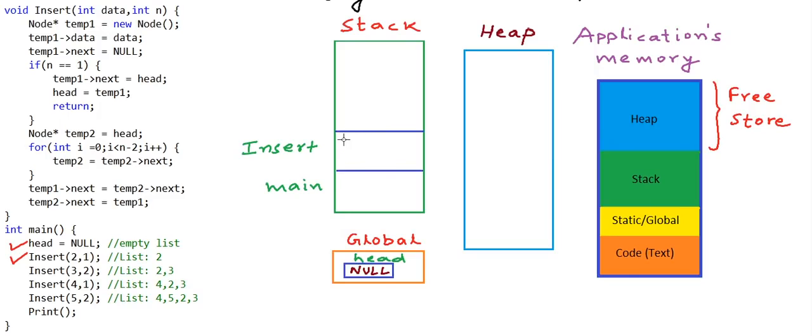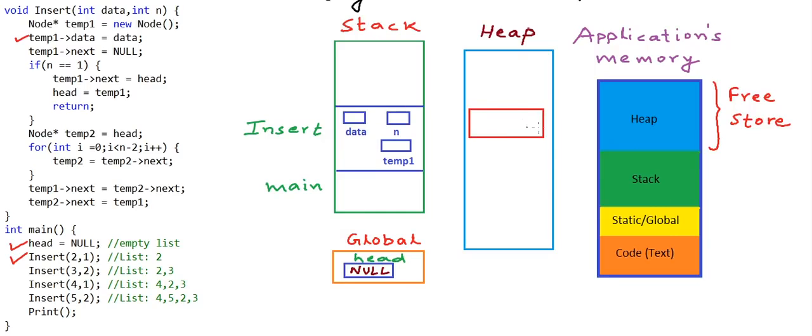It has two arguments, data and this variable n. This stack frame will be a little larger because we will have a couple of local variables. And now we create another local variable which is a pointer to node, temp1, and we use the new operator to create a memory block in the heap. And this guy temp1 initially stores the address of this memory block. Let's say this memory block is at address 150, so this guy stores the address 150.